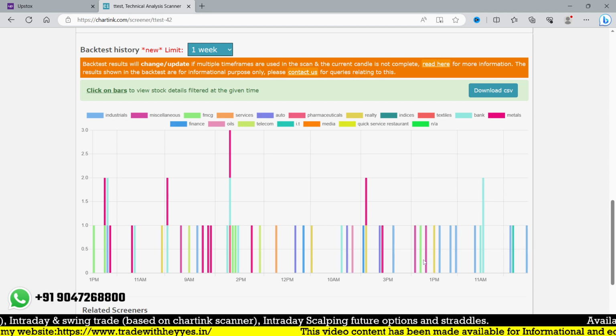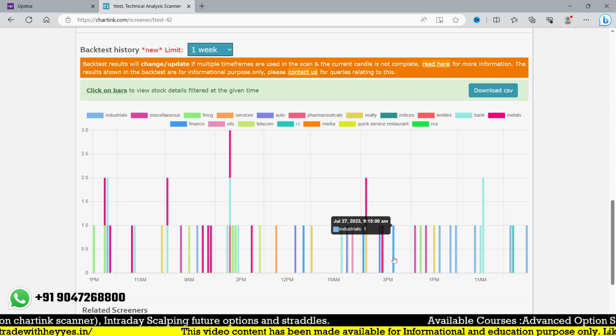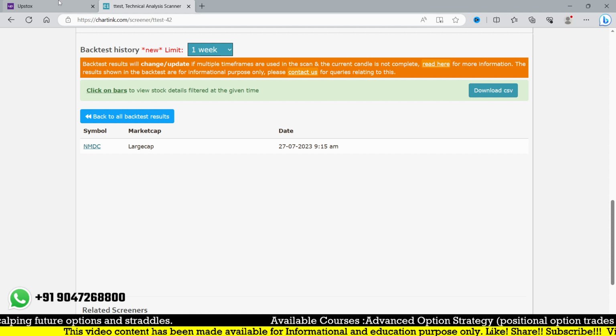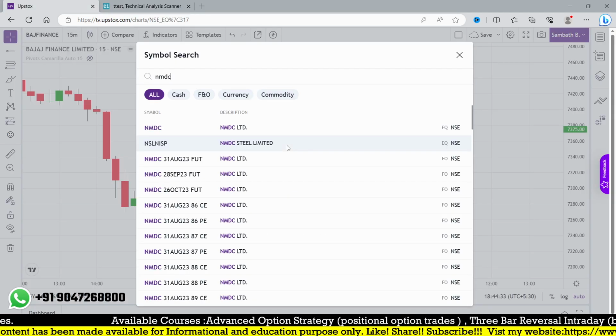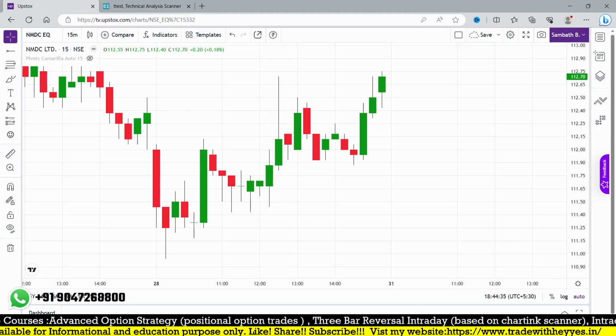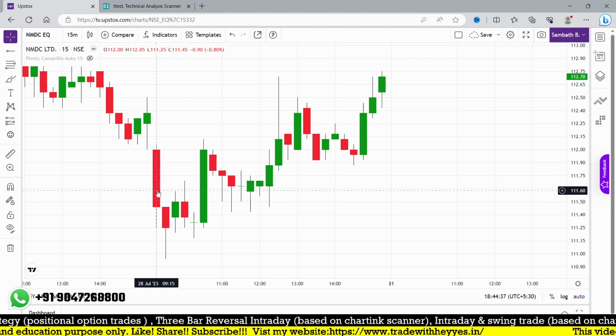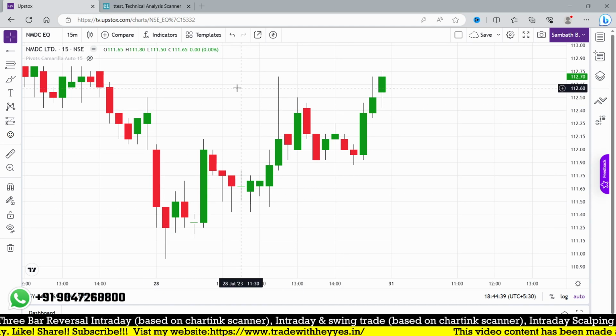So this is what a scanner does. Let me go for today. What are the stocks at 9:15? NMDC. Let me go for NMDC at 9:15. What's happening? And NMDC, maybe here is the first 15 minutes. After that, it was moving lower.